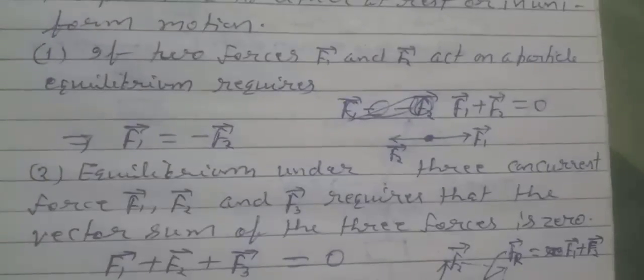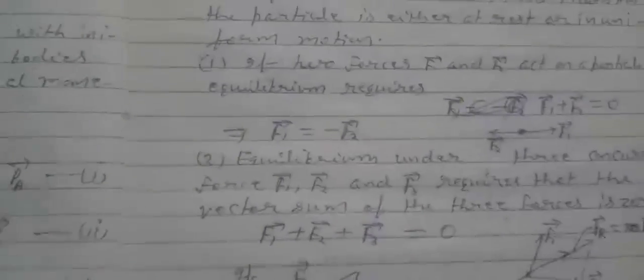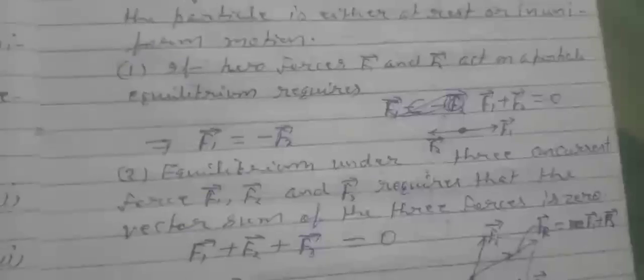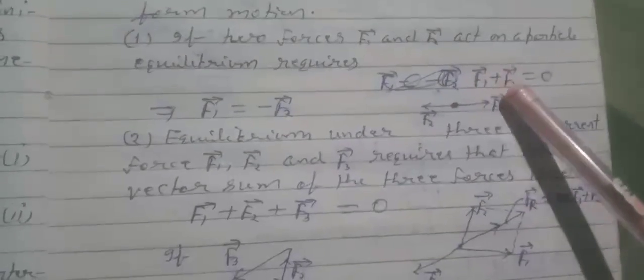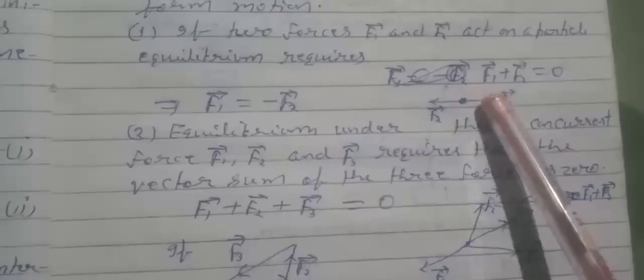If two forces F1 and F2 act on a particle, then equilibrium requires that the vector sum of these two forces must be equal to 0. That is, F1 plus F2 equals 0. The situation is shown in this figure.